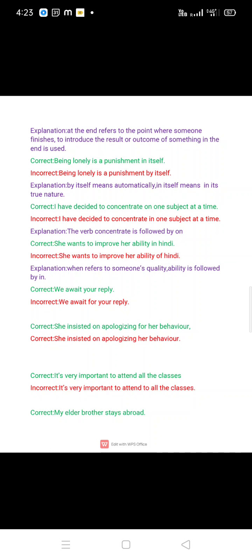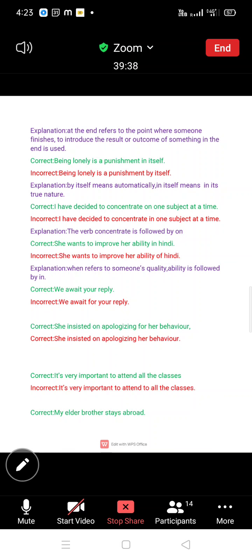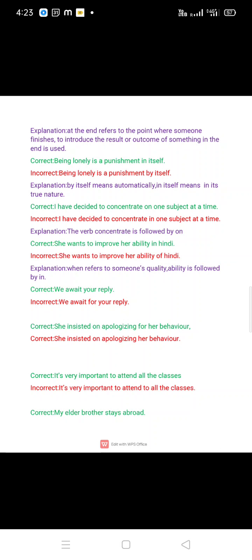Next one is also very common. We await for your reply. It's a very common mistake. We await for your reply. If you are saying that we await for your reply, it's incorrect. You should use we await your reply, not for. And if you want to use only wait, okay, so you can say that I am waiting for your reply. It's correct.